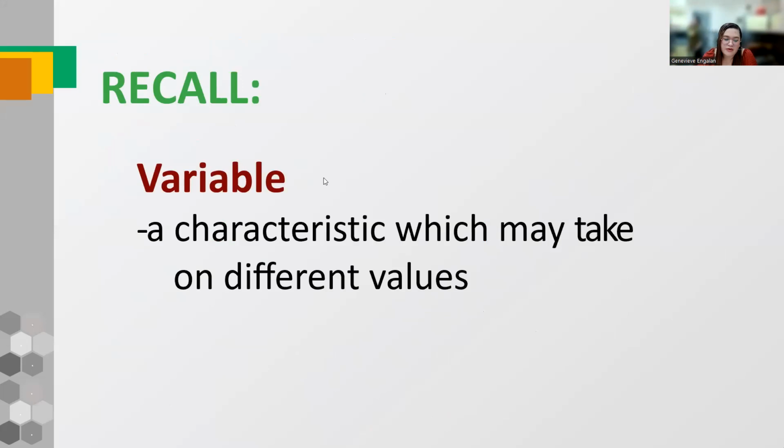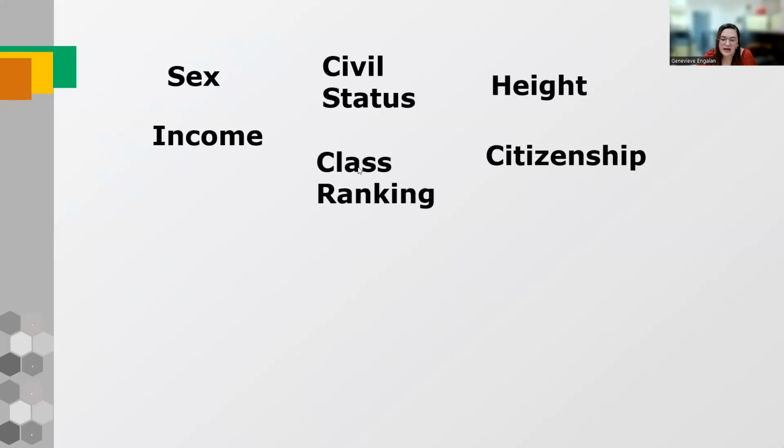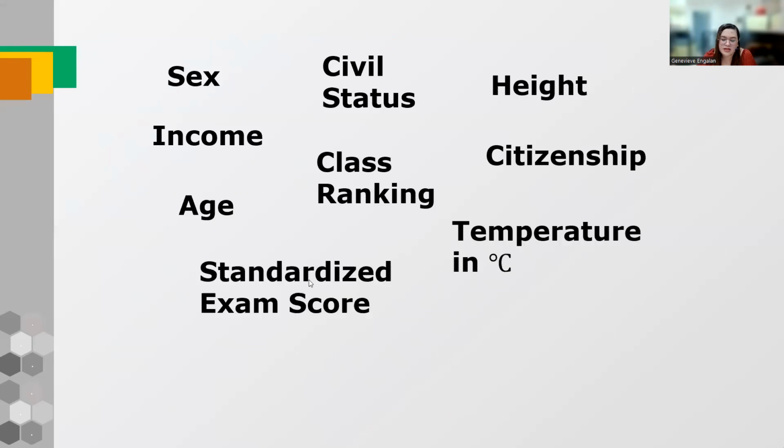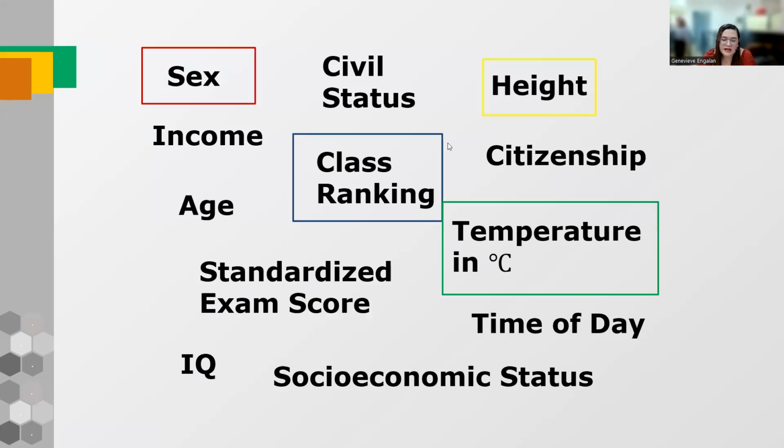Okay, so let us recall, a variable is a characteristic which may take on different values. We have the sex, the civil status, the height, income, class ranking, citizenship, age, temperature in Celsius, standardized exam score, and time of the day. Socioeconomic status also, and we have the IQ. Okay, these are the different levels of measurement of our variables.